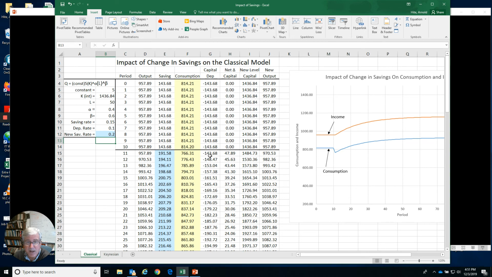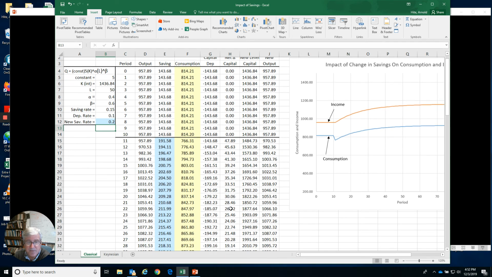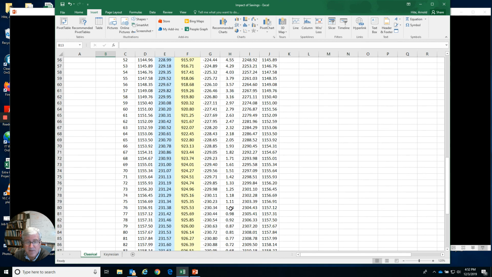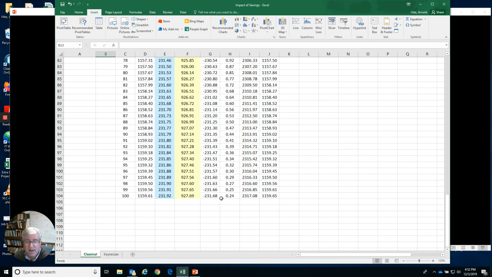Consumption went down, but this new extra saving generated new capital, right? We had this much depreciation, but we had this much new investment. So we had a net increase of investment of $47.89. That $47.89 is added to the capital stock, which made output grow. See how output grew here? And then, of course, it grows again and again. The capital stock keeps growing. Of course, as it grows, the burden of depreciation is also growing until finally they equilibrate way down in here somewhere, and the process just stops. Well, I didn't quite get enough iterations, but you can see that it's going to 0.